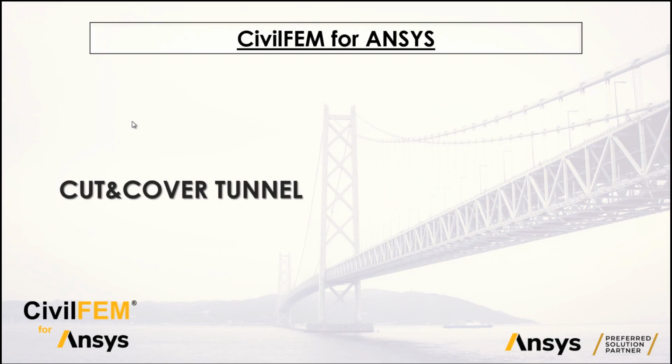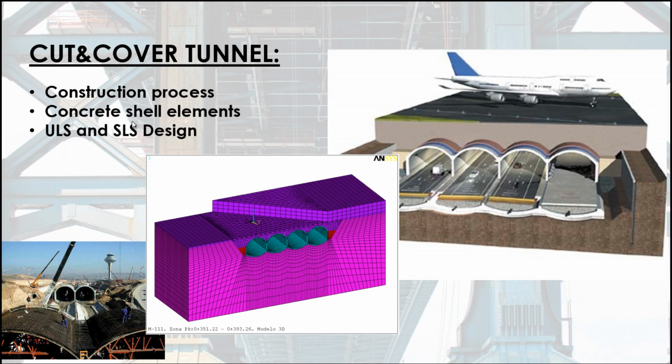We are starting with the cut-and-cover tunnel. In this example, we are going to see the construction process with the excavation and the construction of the concrete part and the fillings around it and overloads on them. This is a tunnel sometimes under an airport. And in this part that we are going to see is a 3D model, because we have this asymmetrical structure on top of these tunnels. So we need to perform a 3D model.